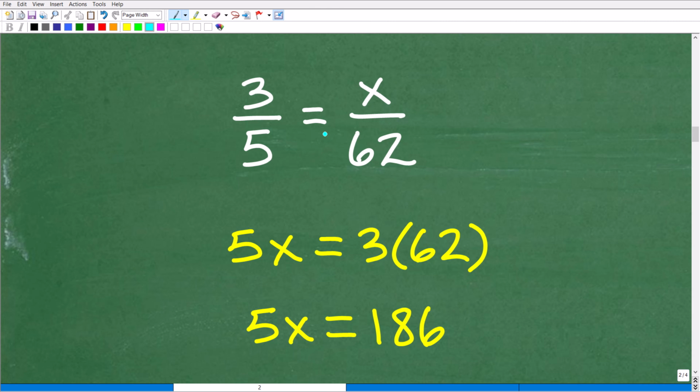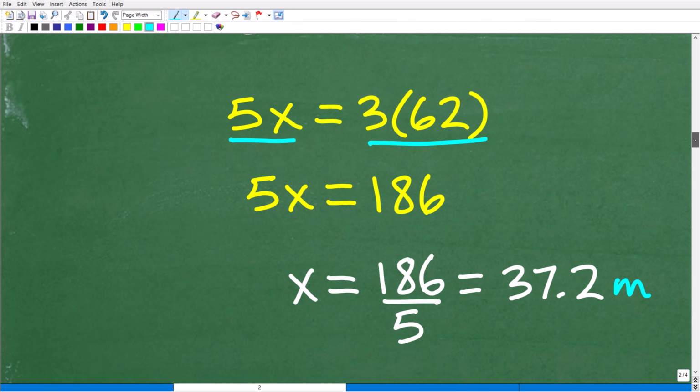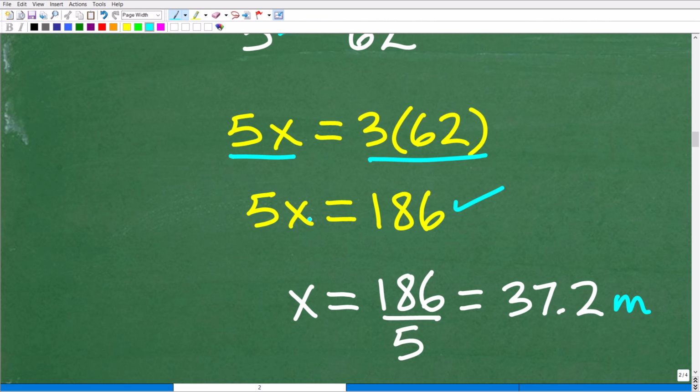So we're going to be using the cross product. 5 times x is 5x, and that's going to be equal to 3 times 62. So we'll write it that way. 3 times 62, we can go into our lovely calculator, is 186. So 5x is equal to 186. To solve for x, I'm simply going to divide both sides of the equation by 5, and 186 divided by 5 is 37.2. And again, remember, we are dealing with meters. The height and the shadows were in meters, so you cannot forget the unit of measure. So the height of the tree is 37.2 meters.